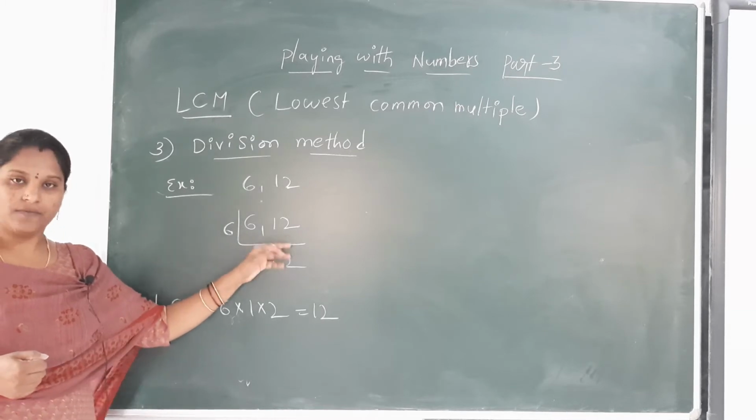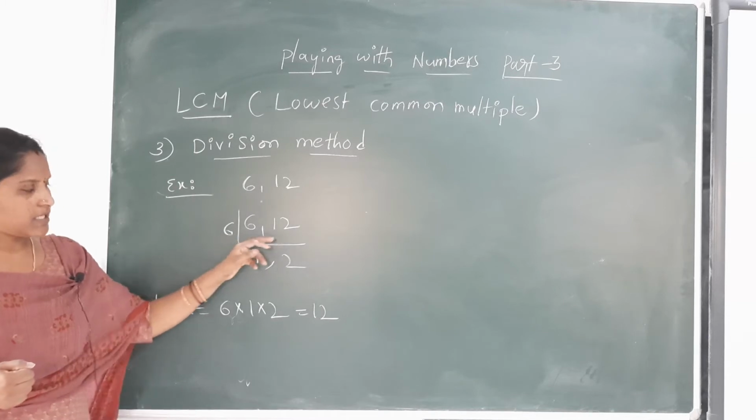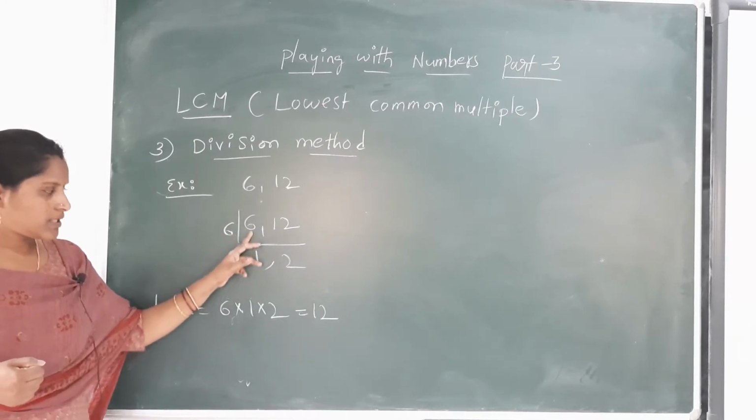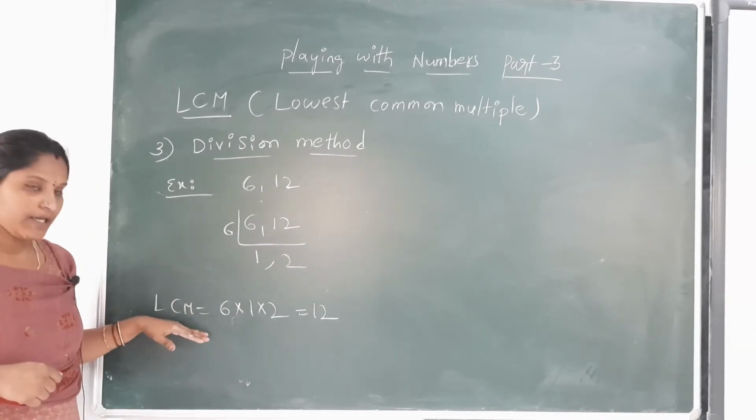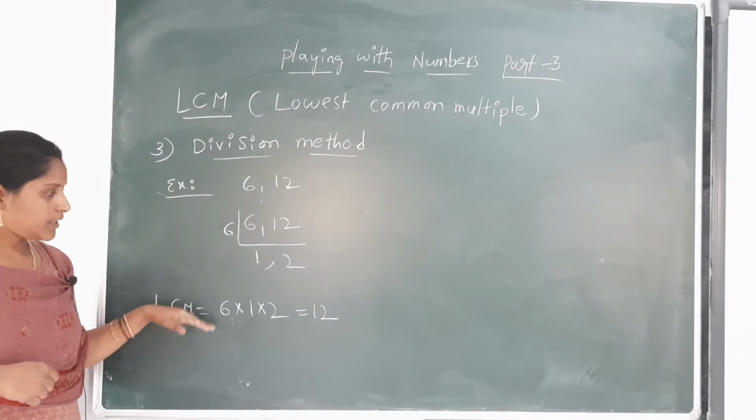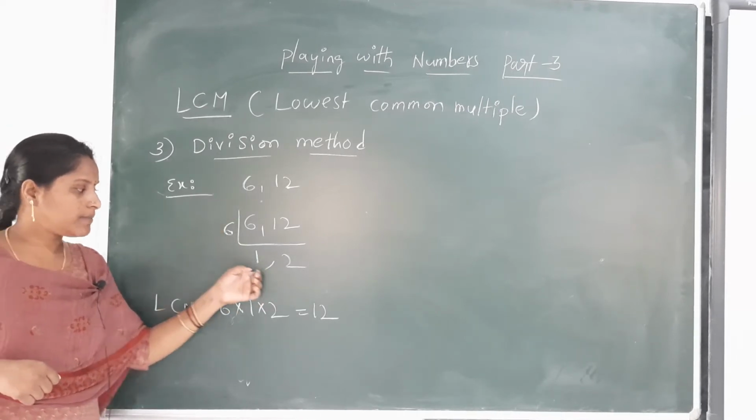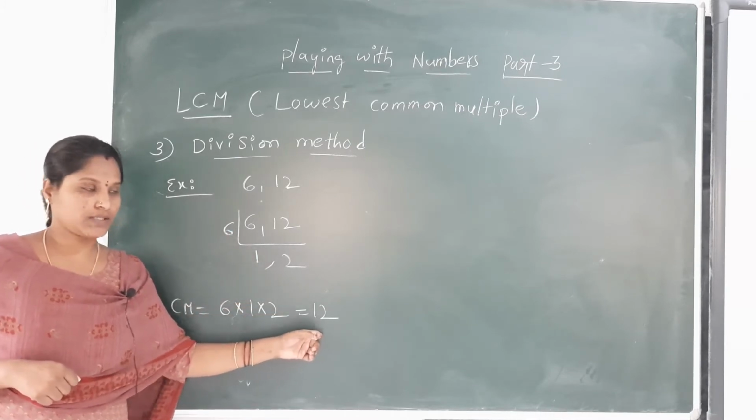For 6 and 12, whichever number is the common factor, I have to take that number as a factor here. For 6 and 12, the 6 table is common. I have drawn 6 here, and 6 ones are 6 and 6 twos are 12. Then after that I have to find the LCM. Very simple in this method: 6 into 1 into 2. We have to multiply all the factors, then we get the LCM easily.